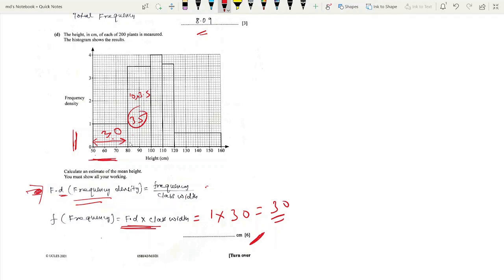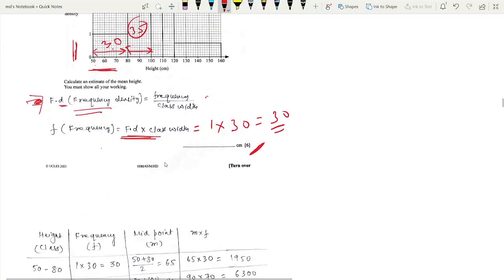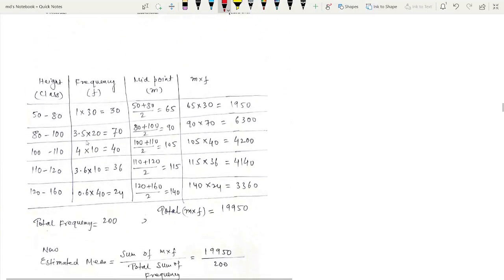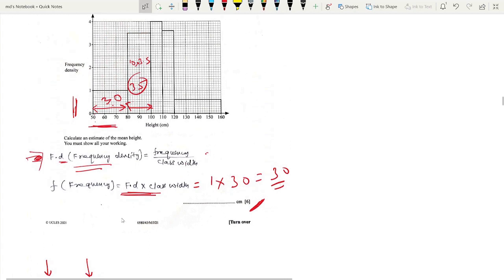Oh no, I have to consider from 80 to 100, right? Not 80 to 90. Let's check that. Oh, I have written in this table form: height, frequency, midpoint, MF. So let us first understand these two. Height 50, 80, 80, 100, 100, 110, 110, 120, and 120, 160. You can check here. So this is 50, 80, 80, then 100. I had considered till 90. No, it is 80 to 100. Then 100 to 110, 110 to 120, and 120 to 160.